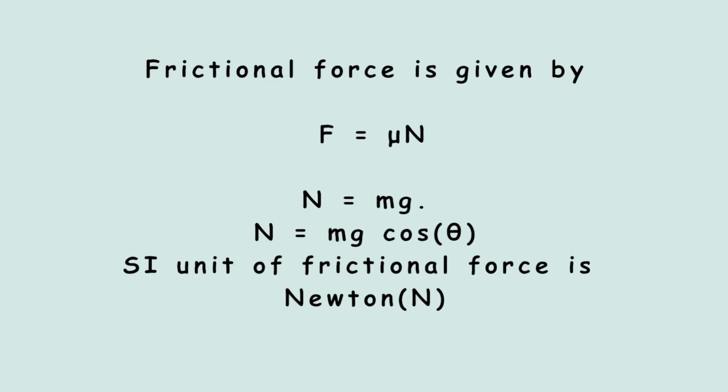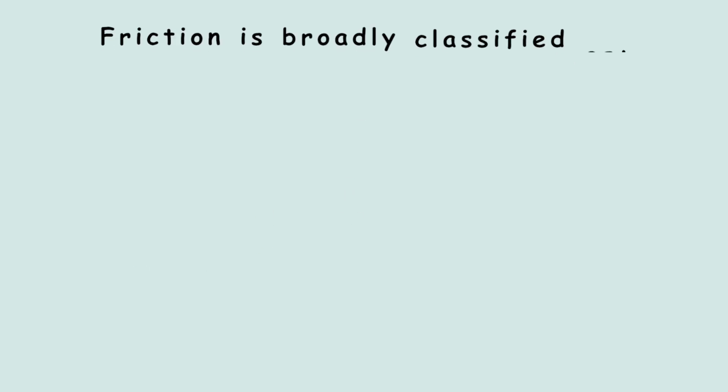What is the formula for frictional force? F is equal to mu into N. Here mu is the coefficient of friction. Instead of N, we can write mg. Here g is the acceleration due to gravity.